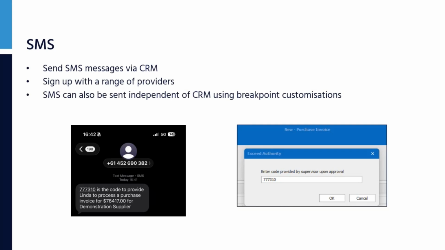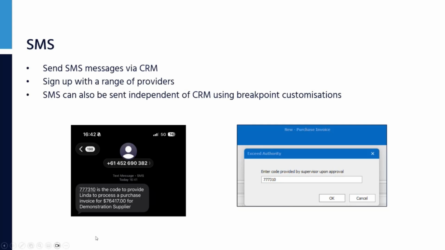And SMSs are relatively recent in terms of being added to Sybiz Vision. So initially they started just as a separate function, but have been brought in to CRM. So you essentially sign up with a range of providers. I think there's about 9 different providers that are supported. So you just buy a pack of messages from them, and you can then use the CRM SMS activities as well. SMSs can also be sent independent of CRM using breakpoints.